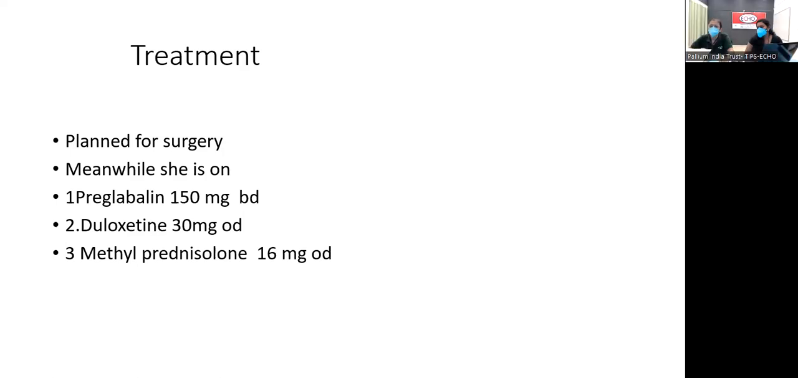Ma'am, would you like to comment on the medications and how to go ahead with the treatment of pain till she gets the definite management after a month or so? I think analgesics also should be added to this regime. Otherwise, steroid is good, pregabalin, duloxetine are good, but we need to add an analgesic as well. So you can add a paracetamol tramadol combination in this patient.